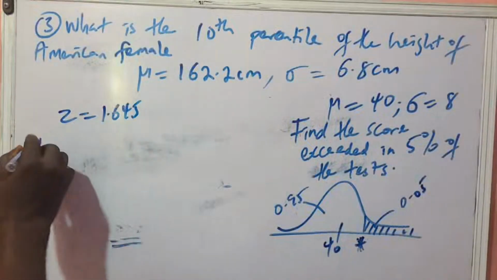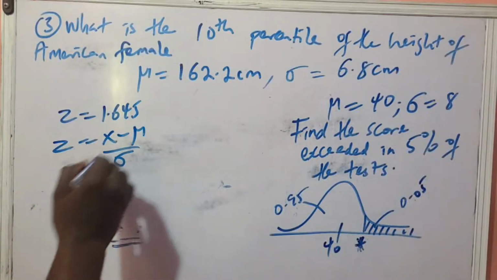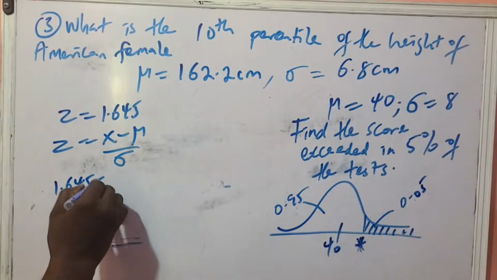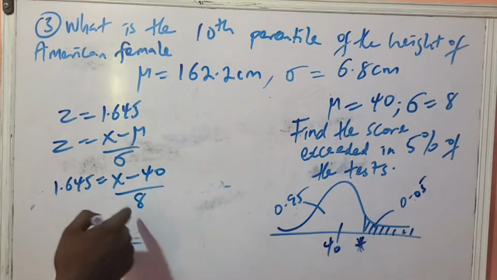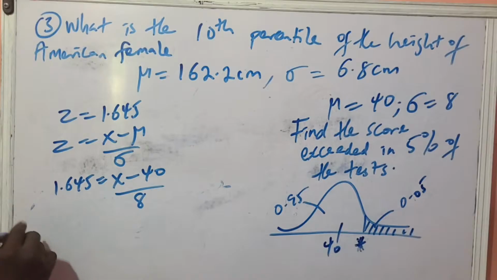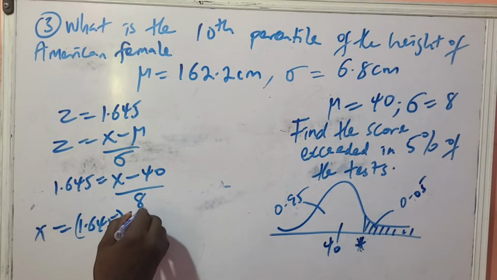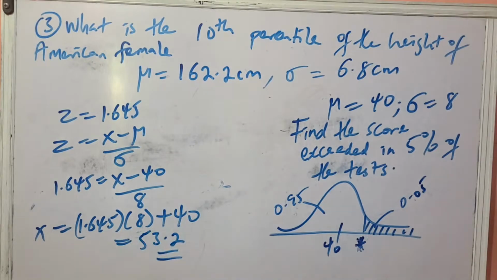So you go on to say Z equals X minus mu over sigma. That means 1.645 equals X minus 40 over 8. You go on to find your X to be 1.645 multiplied by 8 plus 40. That should give you a total of 53.2. All right. So that's just it.